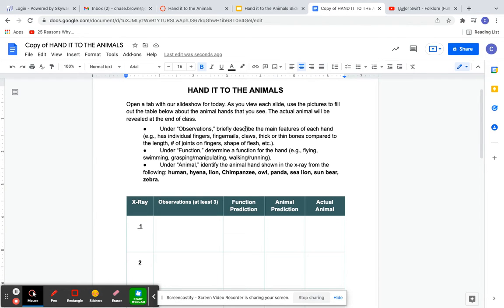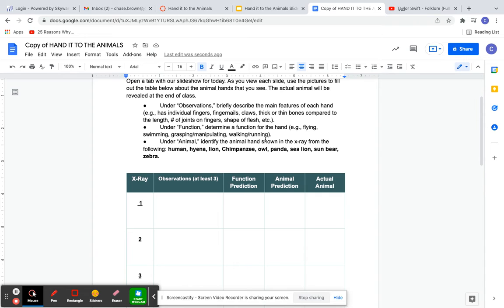So under observations, you're going to briefly describe the main features of each hand. For example, it has individual fingers, it's got fingernails, claws, thick bones, thin little fragile bones, long hands or kind of short and stubby hands, a lot of joints, no joints, the shape of the flesh. You can kind of see the outline of like the meat of the hand, not just the bones. So you can describe that as well. So that is all going to happen under observations, and you should be pretty darn good at making observations by now.